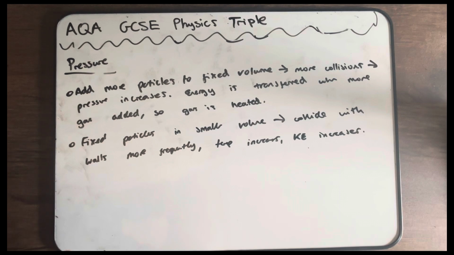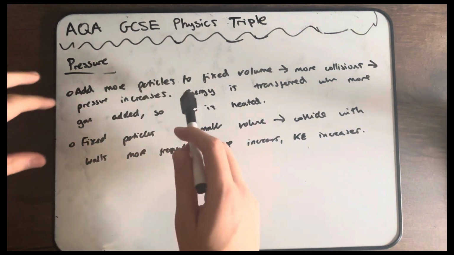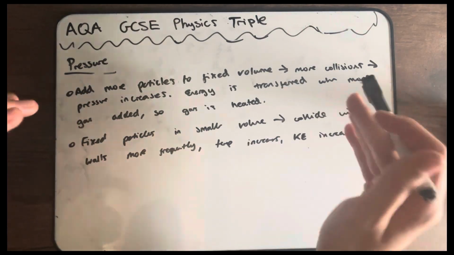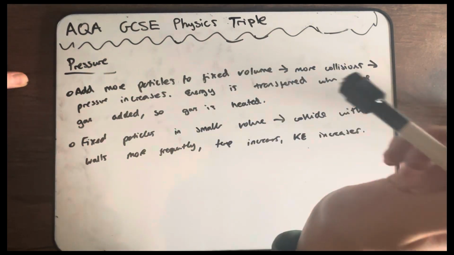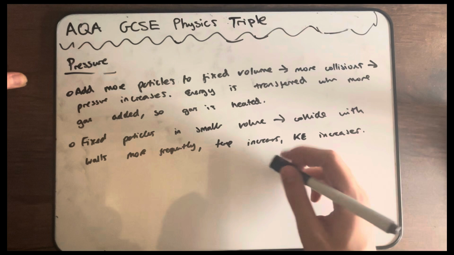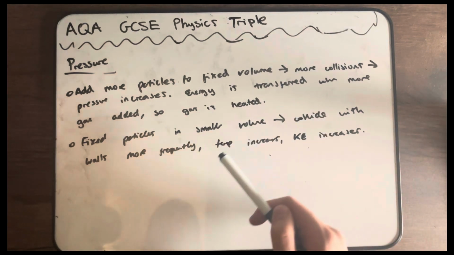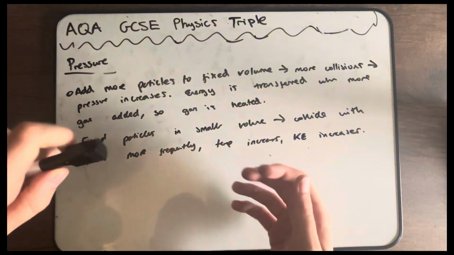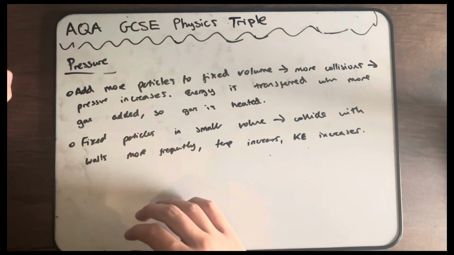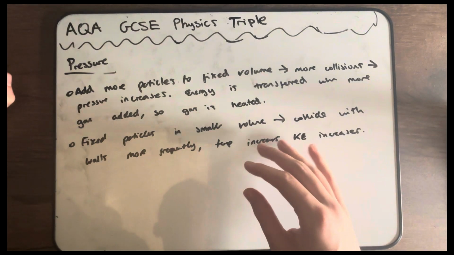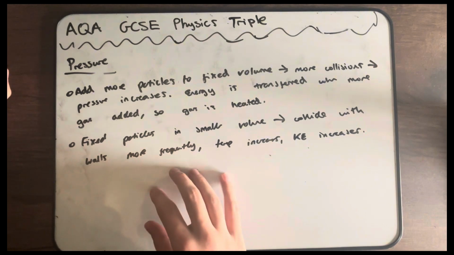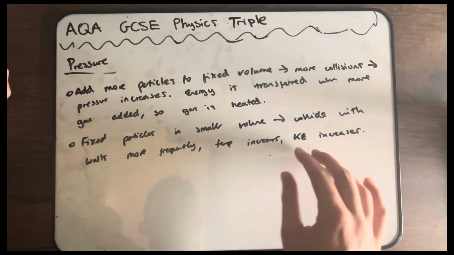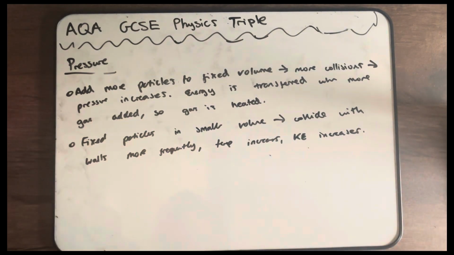Just a final point is that as you add more particles to a fixed volume, there'll be more collisions as the particles will collide more often, causing the pressure to increase. Energy is transferred when more gas is added, so that will also cause the gas to heat. For fixed particles in a smaller volume, the particles will collide with the walls more frequently, causing the temperature to increase and the kinetic energy of the molecules to increase.